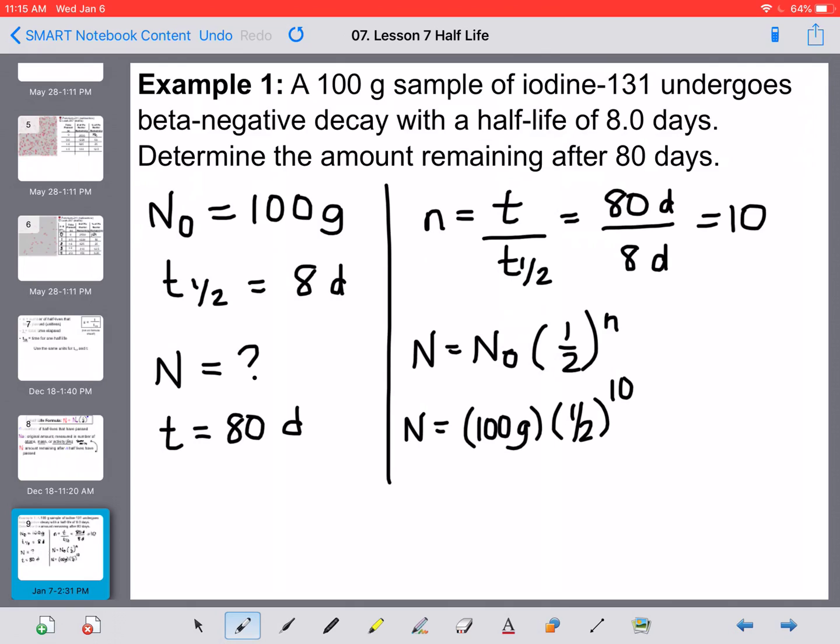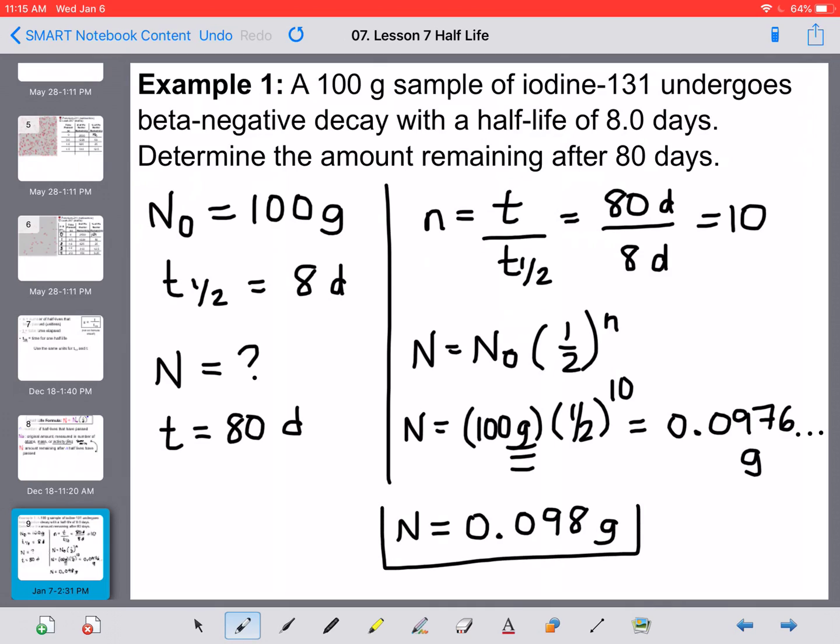And that gives 0.0976... And the units of this are going to be the units of whatever the amount is. So because the amount was measured in grams, the units of my answer is also in grams. And so to two significant digits, 0.098 grams is the amount of iodine-131 that remains after 80 days.